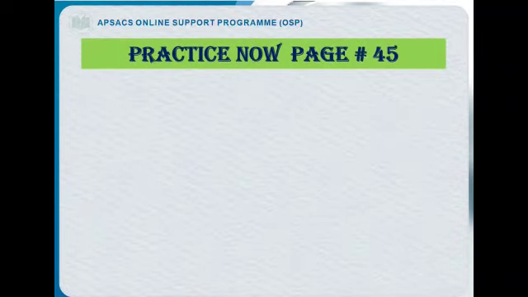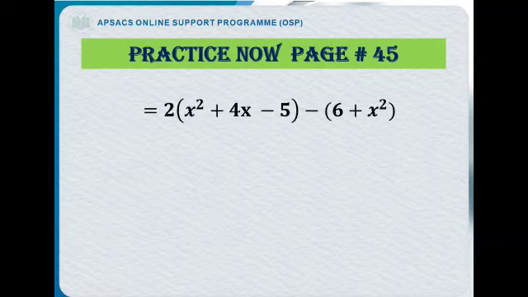Practice now. We are going to discuss an example of practice now, page number 45, and the example is 2x square plus 4x minus 5 minus, then bracket 6 plus x square. Now what we are going to do? We are going to take this 2 and multiply this 2 with this whole bracket, and this minus sign is going to multiply with this bracket.